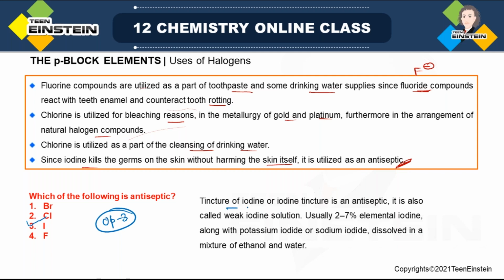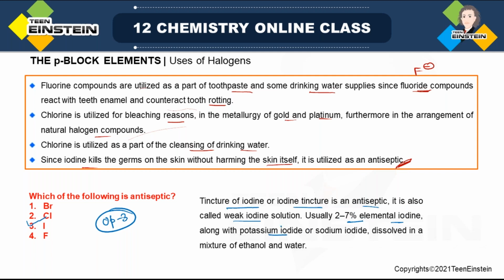So you have heard of tincture of iodine or iodine tincture. This is actually the name of the antiseptic. Sometimes it is also called weak iodine solution. So it can be asked what is the composition of tincture of iodine. So that is why I have given this information. 2 to 7% elemental iodine is present in this solution. That means very low concentration.